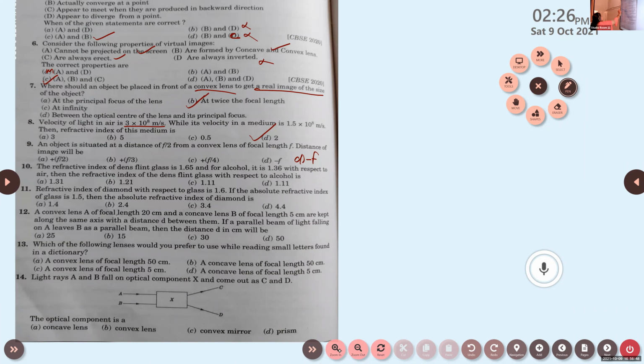Question number 9. An object is situated at a distance of f by 2 from a convex lens of focal length f. Distance of image will be plus f by 2, plus f by 3, plus f by 4, minus f. Here we want to calculate the image distance. What all things are given here in this question?